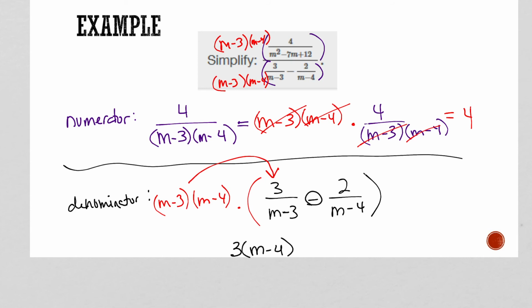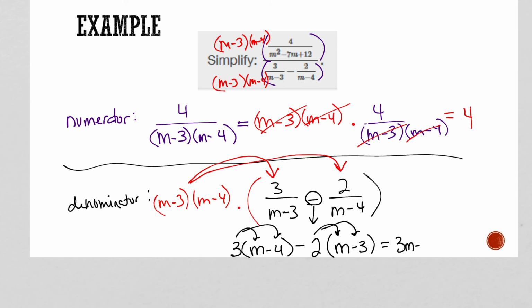This minus sign, I'm going to bring that down, minus, now whenever I multiply this times that, the m minus 4's cancel, and I'm left with 2, because that's the numerator, times m minus 3, okay? So now I'm going to go ahead and distribute a couple of times, and I have 3m minus 12 minus 2m plus 6. And now let's combine our like terms. So 3m minus 2m is just m, and negative 12 plus 6 is minus 6.